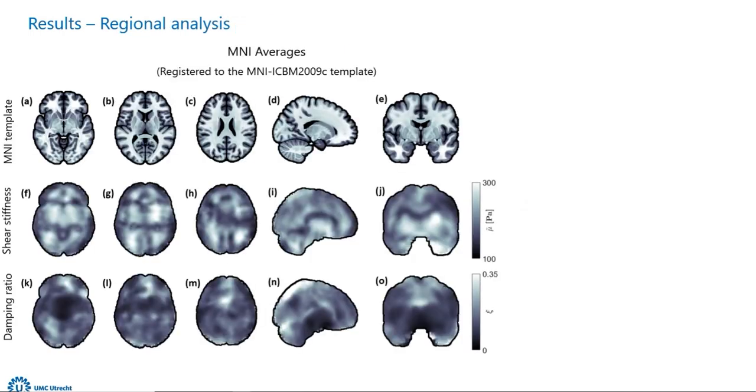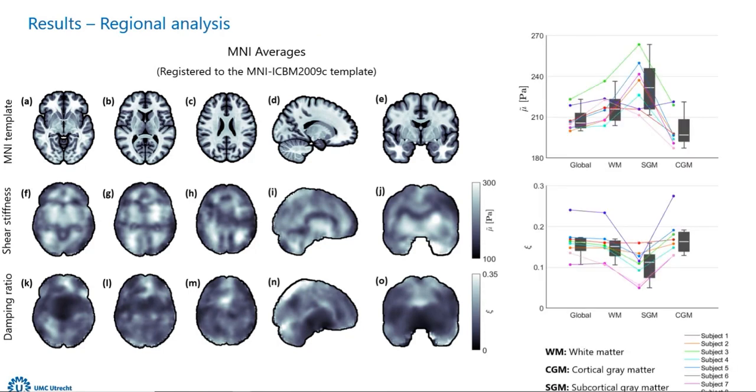So we performed this regional analysis. And in order to do that, we registered all the measurements to MNI space. And on the top, you can see a few slices of the template again for anatomical reference. And in the middle, we have the shear stiffness, and the bottom, the damping ratio maps, where we see the same patterns, that we have a lot of anatomical structure in the shear stiffness maps, and the damping ratio maps look significantly more messy.